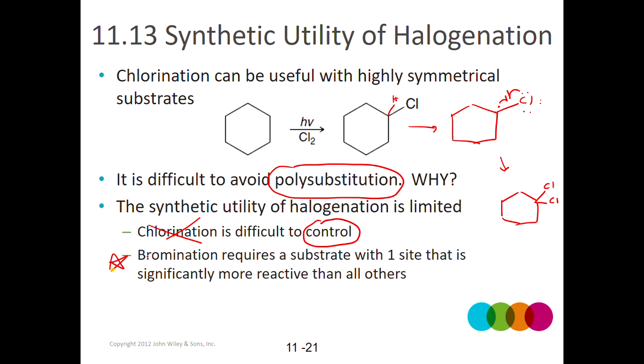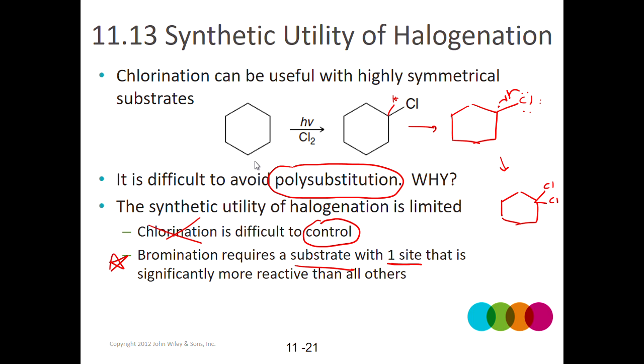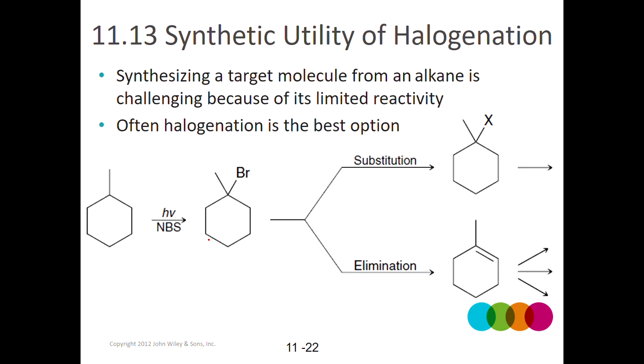But the bromination is nice. If we have a substrate or a molecule where one site is significantly more reactive than all the others, like we had over here, because there's one tertiary site and all the others were either primary or secondary, and none of them are stabilized by resonance, that's a situation where we can use this reaction in a controlled way to give us a desired product.